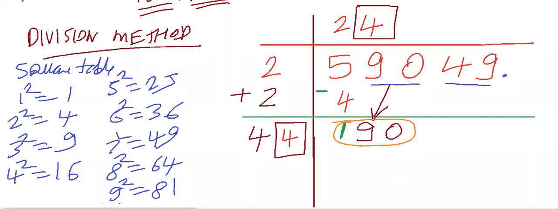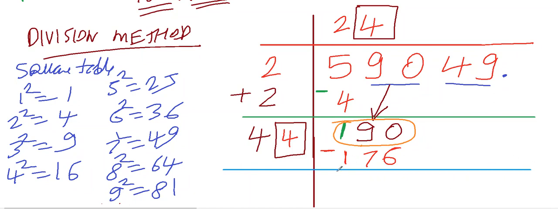Now next. So what you said is perfectly correct. I have to multiply 44 by 4 and I will get answer 176. What is the next step? Next step is subtract. So when I subtract this, what will I get? I will get 14. 10 minus 6 is 4. 8 minus 7 is 1. This will be 0. So I will get 14.